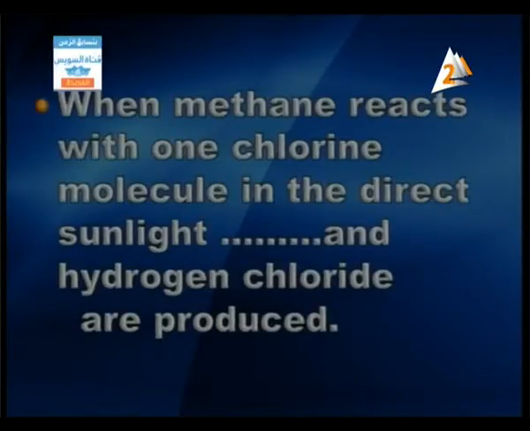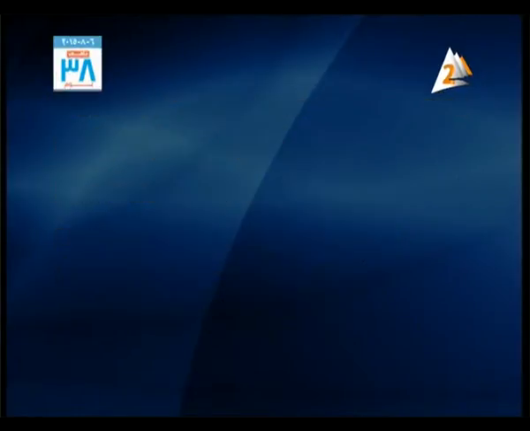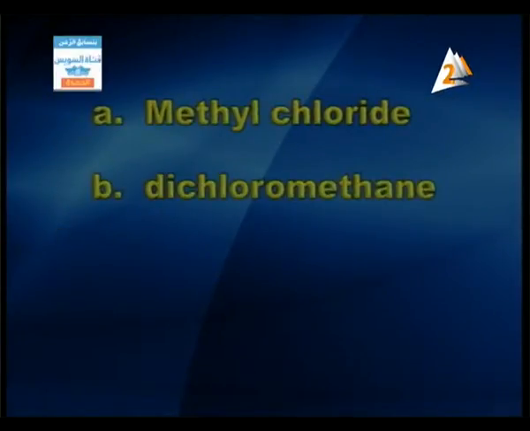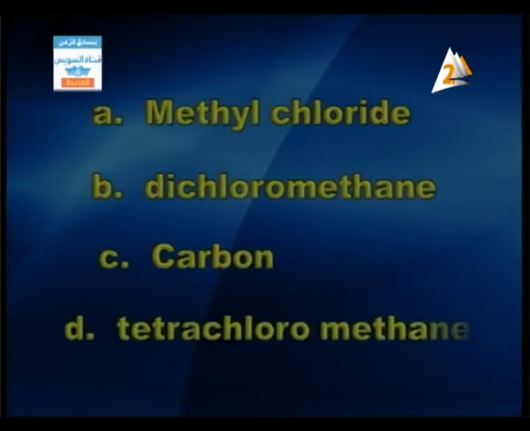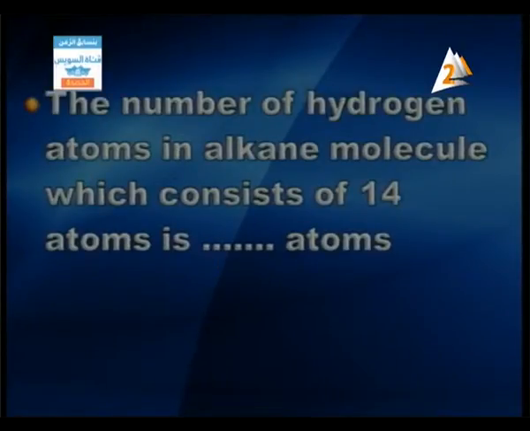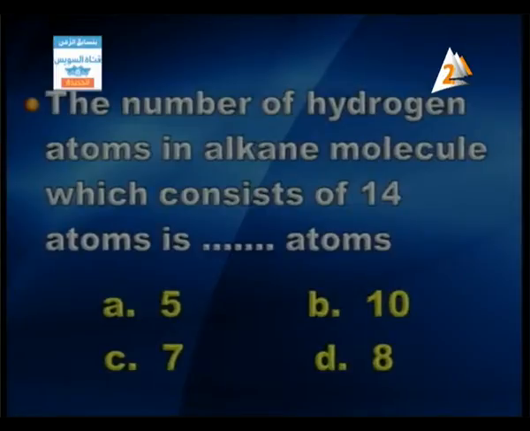Next one. When methane reacts with one chlorine molecule in the direct sunlight, what and hydrogen chloride are produced? Is it methyl chloride, dichloromethane, carbon tetrachloromethane? If you think about the answer, yes, the answer will be carbon. Next one. The number of hydrogen atoms in an alkane molecule, which consists of 14 atoms, is what? Is it 5 or 10 or 7 or 8? If you apply the general formula of alkane, you will find it will be 10.